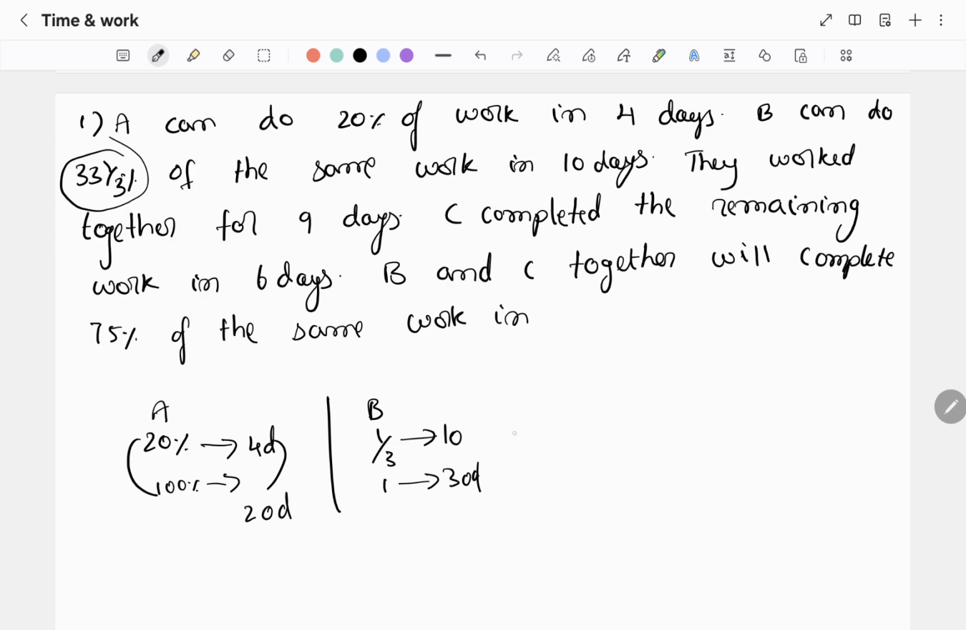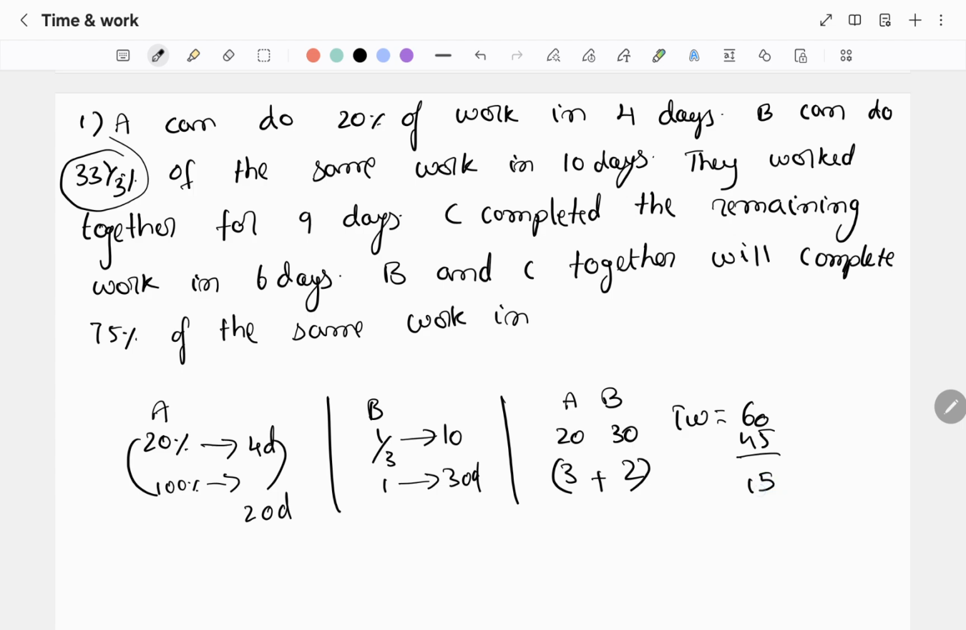They worked together for 9 days. A, B: 20, 30. Total work is equal to 60. 3 and 2. This you know already, so I am going fast. So they worked for 9 days. So 3 plus 2, 5 parts per 1 day. So 9 days, 45 parts.